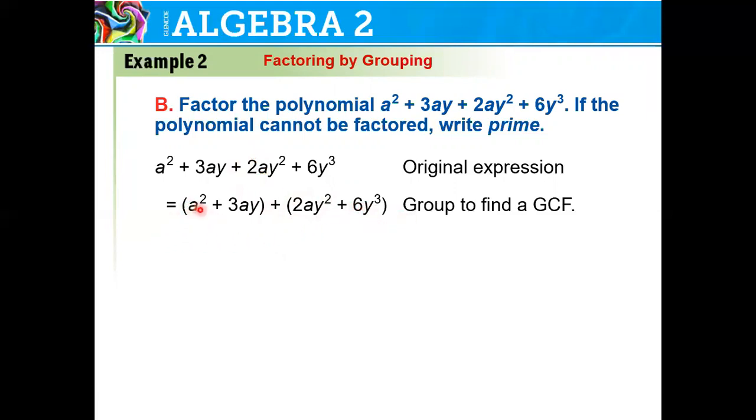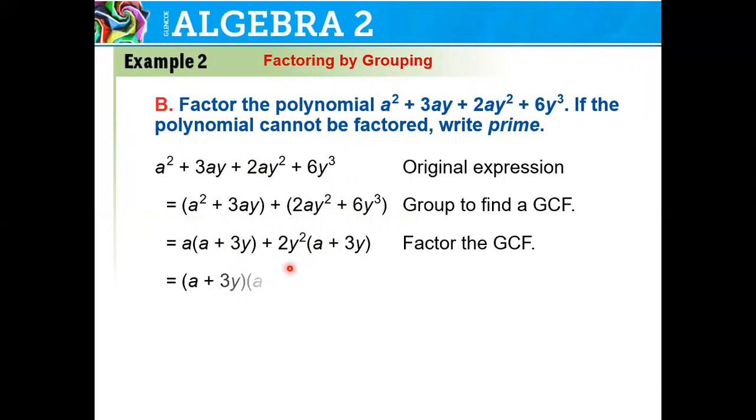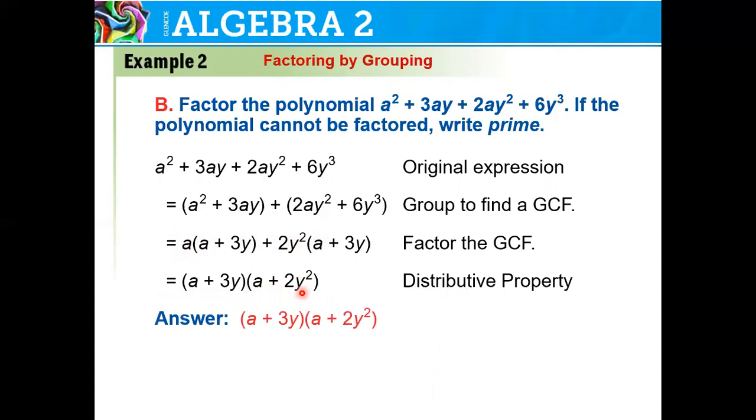Now let's take out the GCF from each term. a squared and 3ay. Yes, a is the GCF. 2ay squared plus 6y cubed. Correct, 2y squared will be the GCF. Now I have inside a plus 3y and a plus 3y. That means I can take them as GCF outside. It will be a plus 3y. So what's left here is a plus 2y squared. Again, a plus 3y, that's prime. a plus 2y squared, nothing can be done here. So this is my answer.